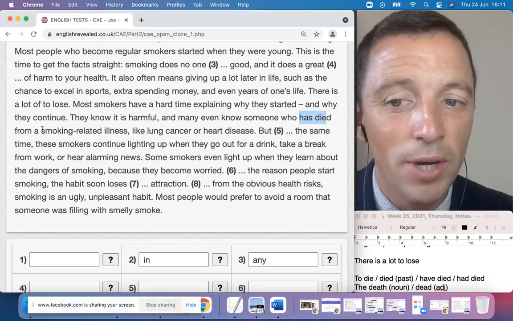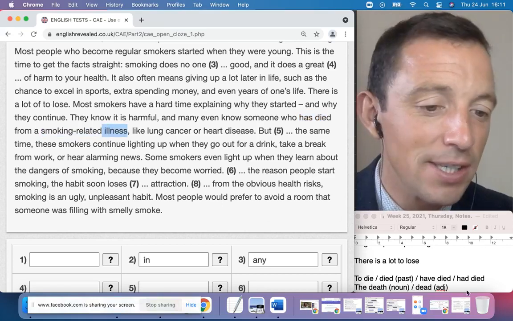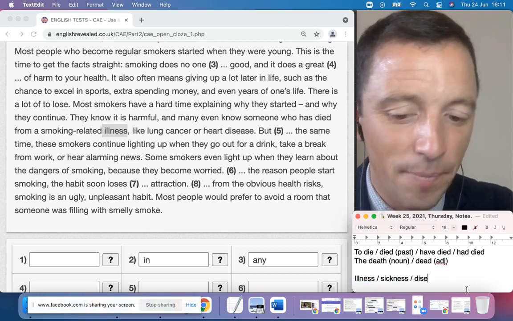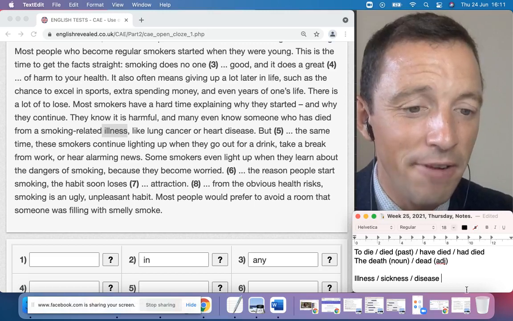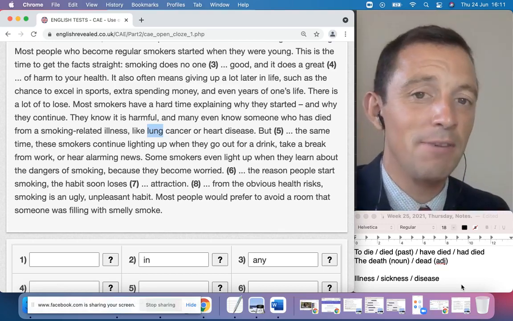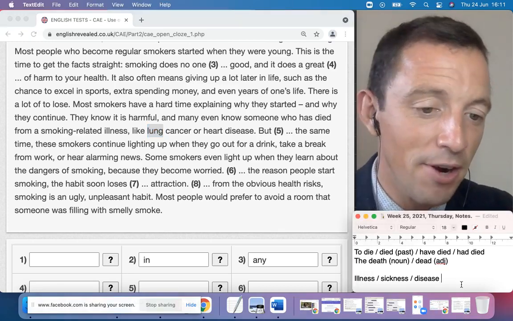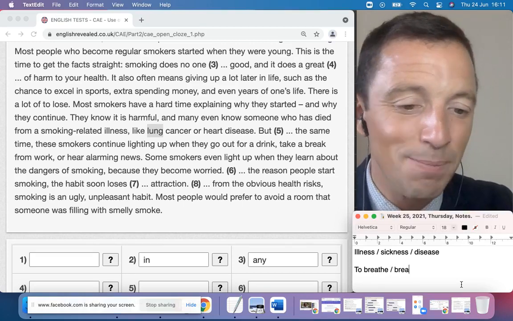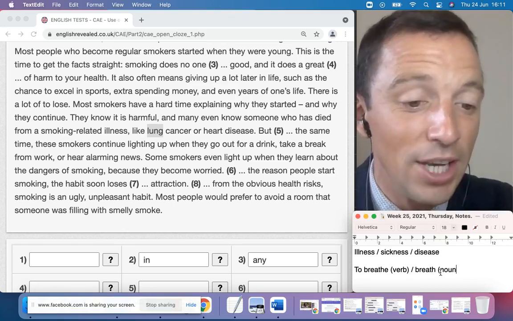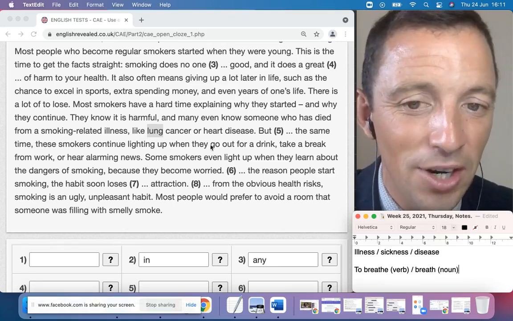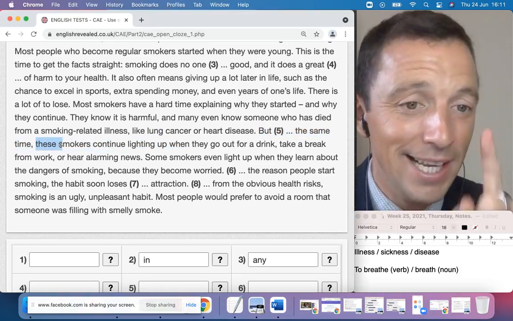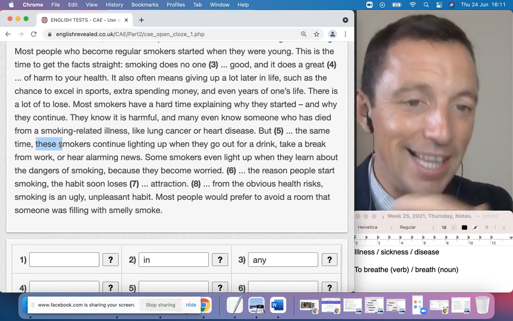From a smoking related illness. Illness is almost the same as sickness. So you can say illness, sickness, disease. These are all typical vocabulary. Like lung cancer. The lung is the part of the body where you breathe. And remember, the verb is to breathe and the noun is breath. So the pronunciation is very important. Lung cancer or heart disease. But at the same time, these smokers, remember this singular, that singular, in position, these and those.